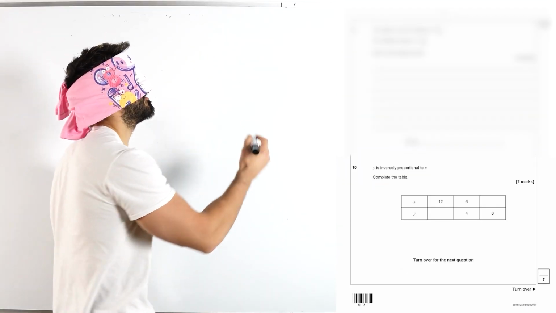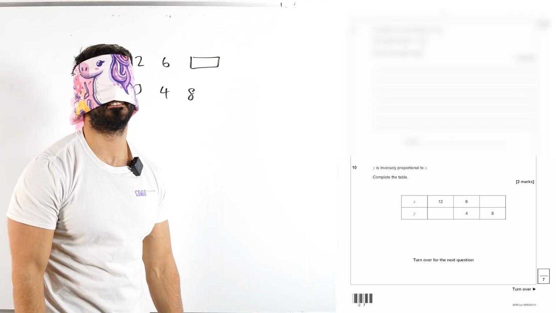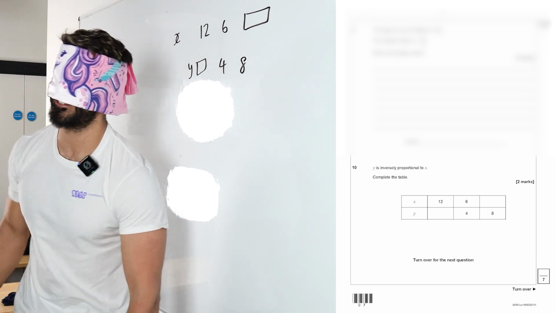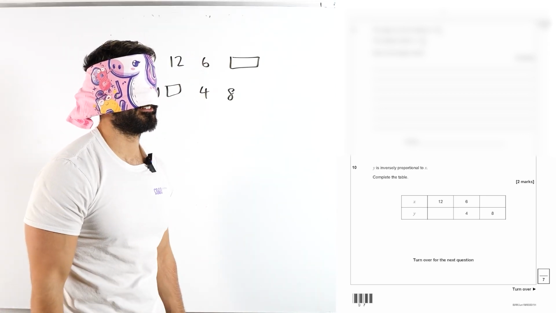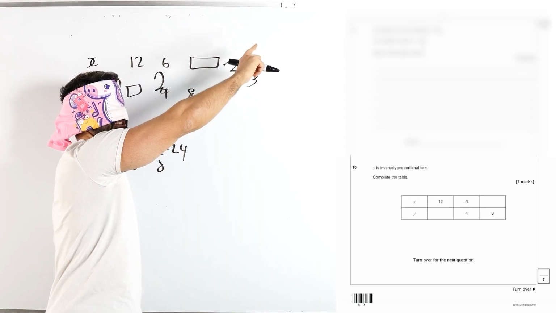Complete the table. Y is inversely proportional to x. X was 12, right? X is 3, I think. I knew it was a proportion question.